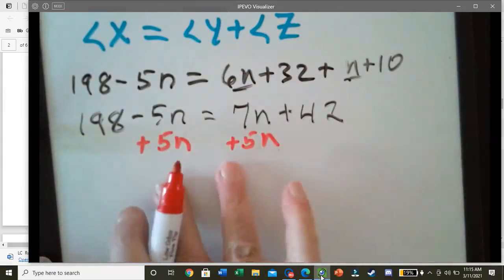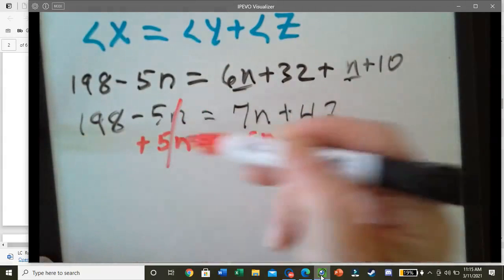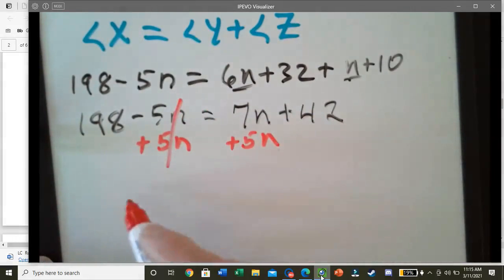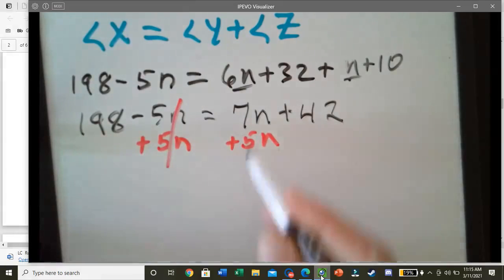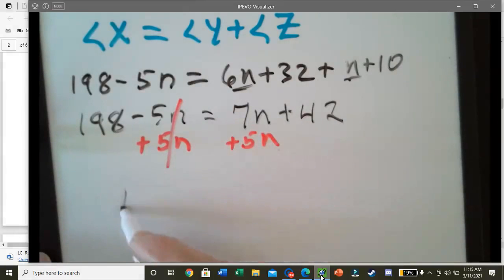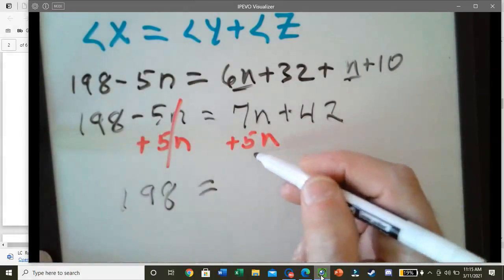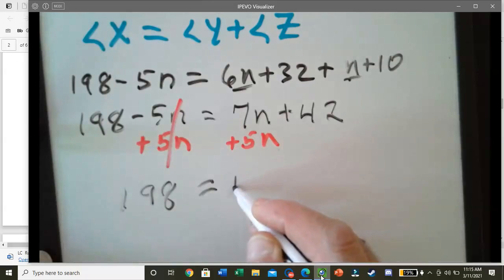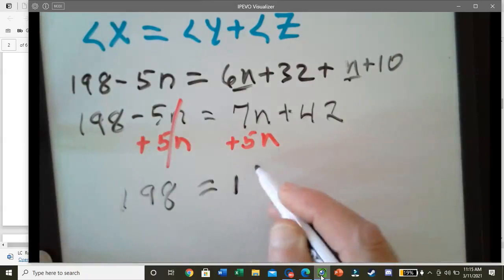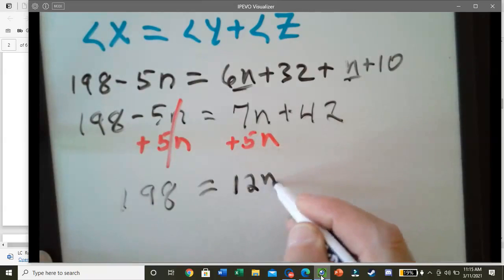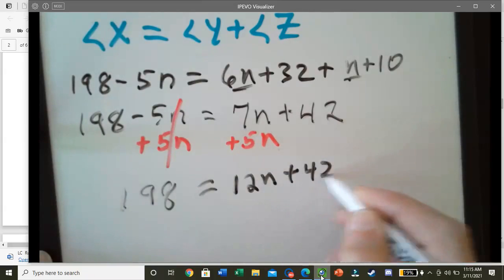And I would recommend that you do this step because you're subtracting on the left side, but what are we doing on the right? Are we adding or subtracting there? 98. So 7n plus 5n is what? 12, right? 12n plus 42.